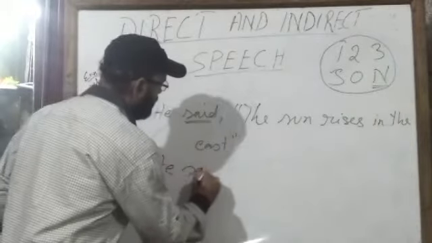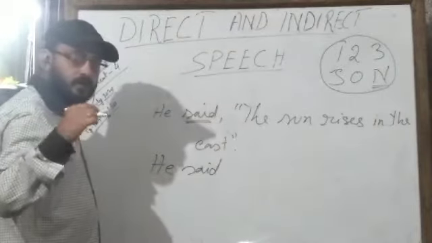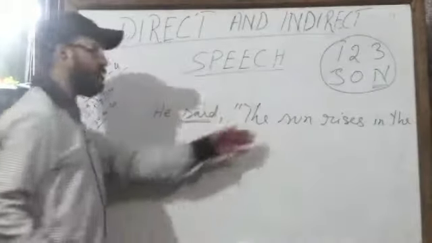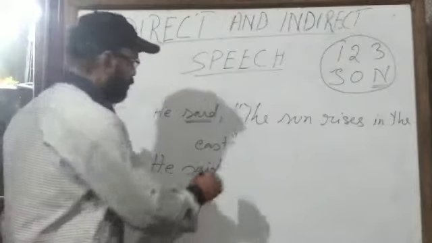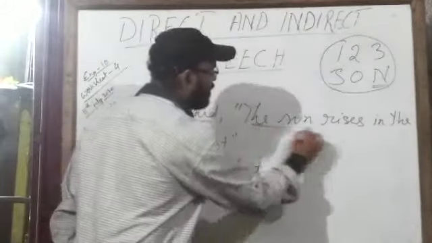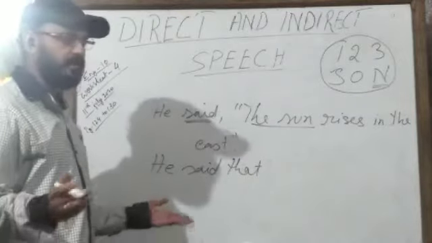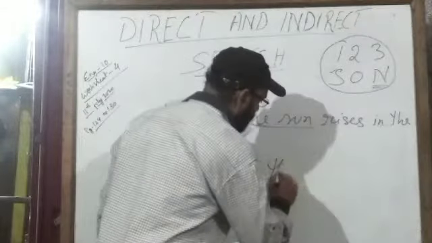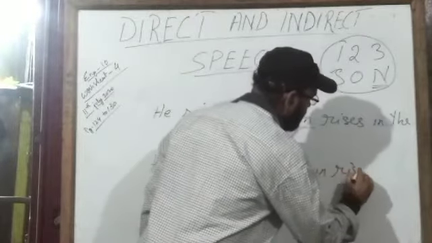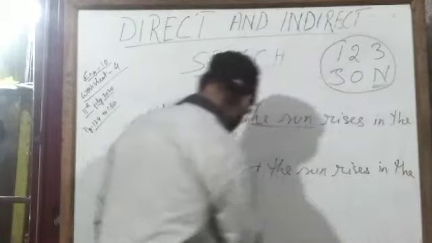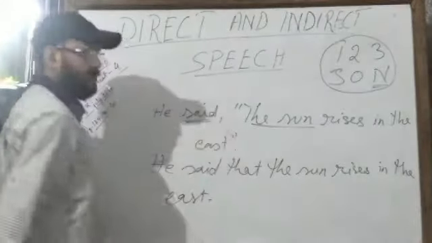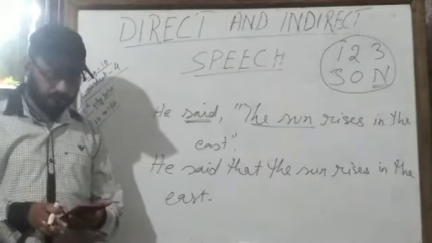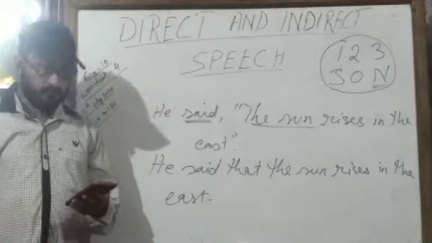He said, in order to remove the inverted commas, what you have to use? You have to use a relative pronoun. So here in this case, since this is a declarative statement, we will use that here. And here the sun, the subject. Subject is in which person? The subject is in third person. Third person does not change. So "the sun rises in the east" will be the answer. Hope you have understood. You are getting what I am trying to explain.